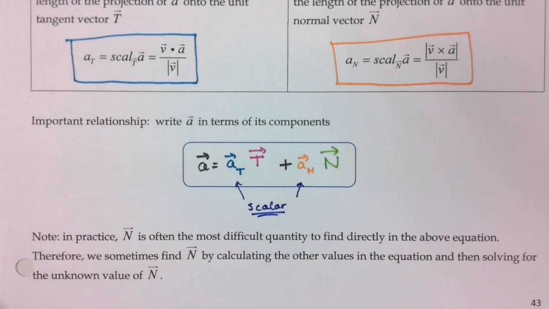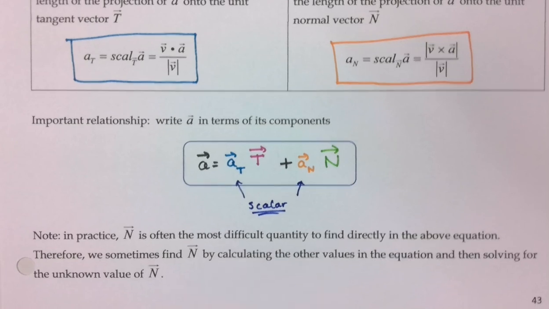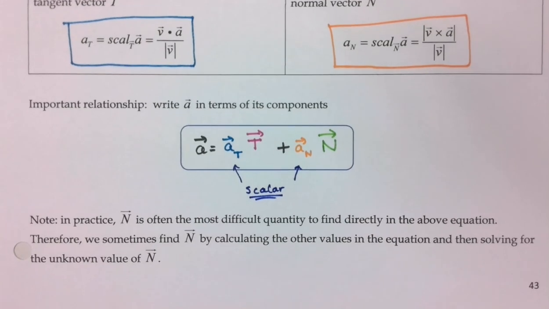Now, in practice, the normal vector, as we've seen in previous lecture videos, is quite difficult to find directly. So we sometimes find N by calculating other values in the equation and then solving for the unknown value of N. The normal vector can be quite tricky, and it's a very complicated process to solve for it. So sometimes we'll fudge our way around it by doing other things. But we'll see that in the next video when we do an example of using these acceleration components.